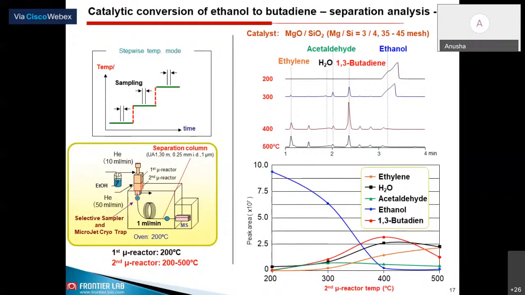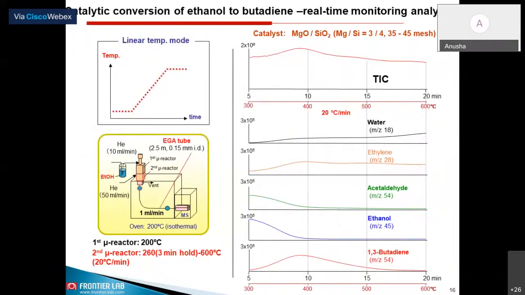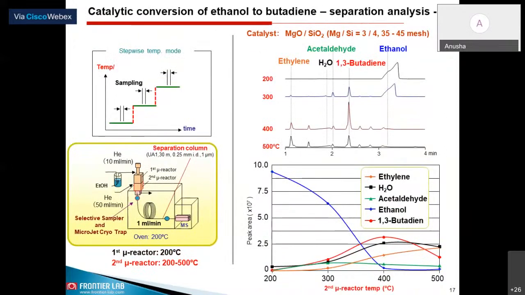Let us come back to the stepwise temperature mode again. Don't get much confused between linear and stepwise. Here I spoke only about the change in catalyst, that is the MgO catalyst, using linear mode. With the same catalyst, here we are going to talk in stepwise mode. These are the resulting TICs observed by reactor temperatures between 200 to 500. The graph summarizes the change in the reaction products by reactor temperature. Ethanol was not converted at 200 degrees of reactor temperature, whereas at 300, ethanol was converted to different products and butadiene yield increased with water.